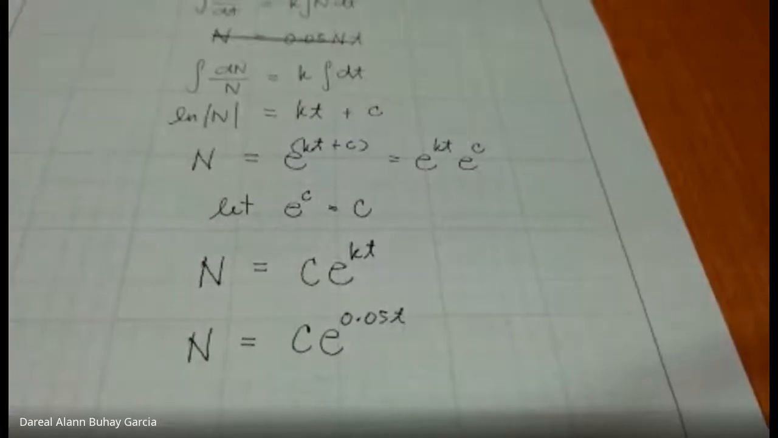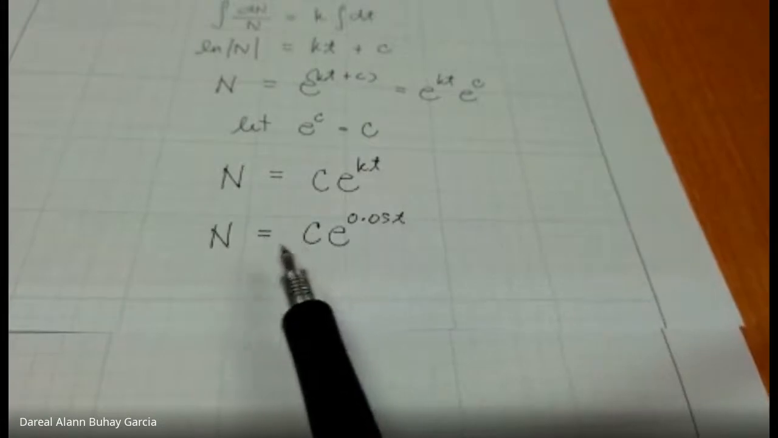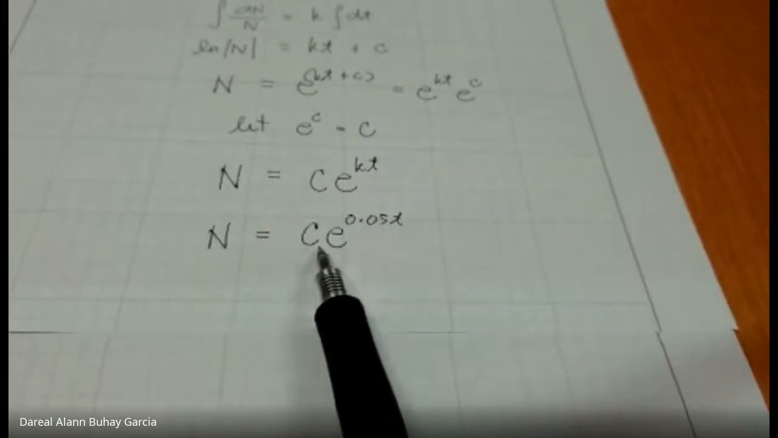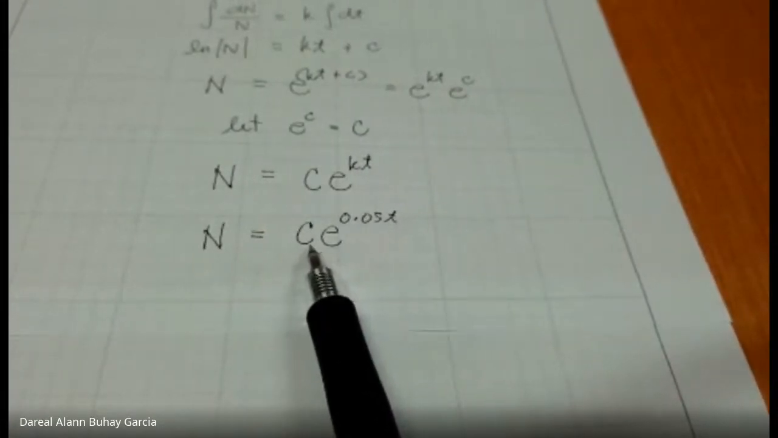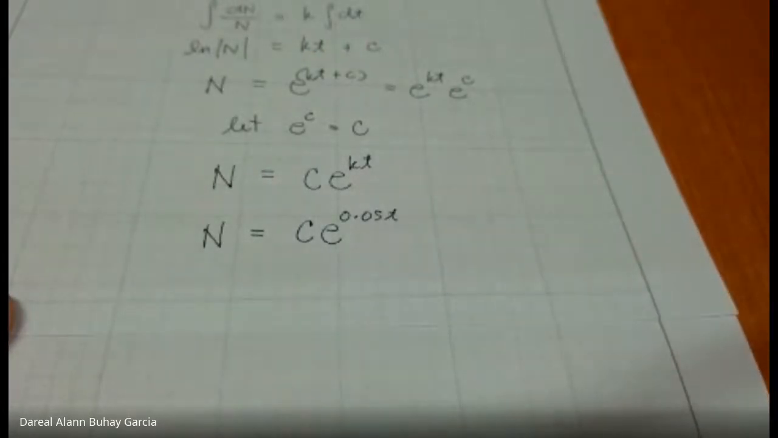So, sa mga unknown dito, si C. Again, how will we obtain C for any differential equation? Paano para makuha nato ang constant? Kung sa atong gamiton ang IVC, sir. Very good, the initial value. N at 0 is 20,000.